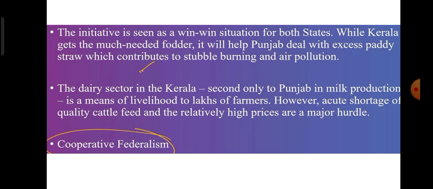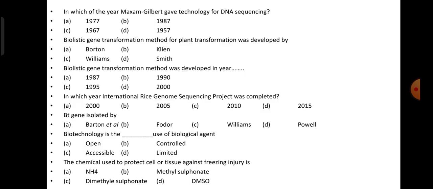and air pollution. The dairy sector in Kerala, second only to Punjab in milk production, is a means of livelihood to lakhs of farmers. However, acute shortage of quality cattle feed and relatively high prices are the major hurdles. So, cooperative federalism works here, and because of that, the two states are happy, and even the milk production in Kerala can be increased. So, come to the MCQ section.